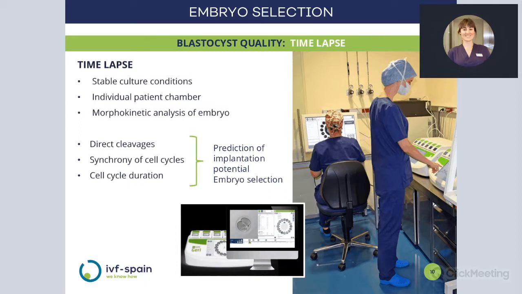In addition, we can also get more information about the embryo, because we look at the embryo in a more dynamic way. We can make a morphokinetic analysis of the embryo, and we can study if the embryo has direct cleavages, irregular divisions, if the cell cycles are synchronical, how long the cell cycles last. And this information we can use to predict the implantation potential of the embryo, and to select the best embryo for transfer. So we get a lot more information.